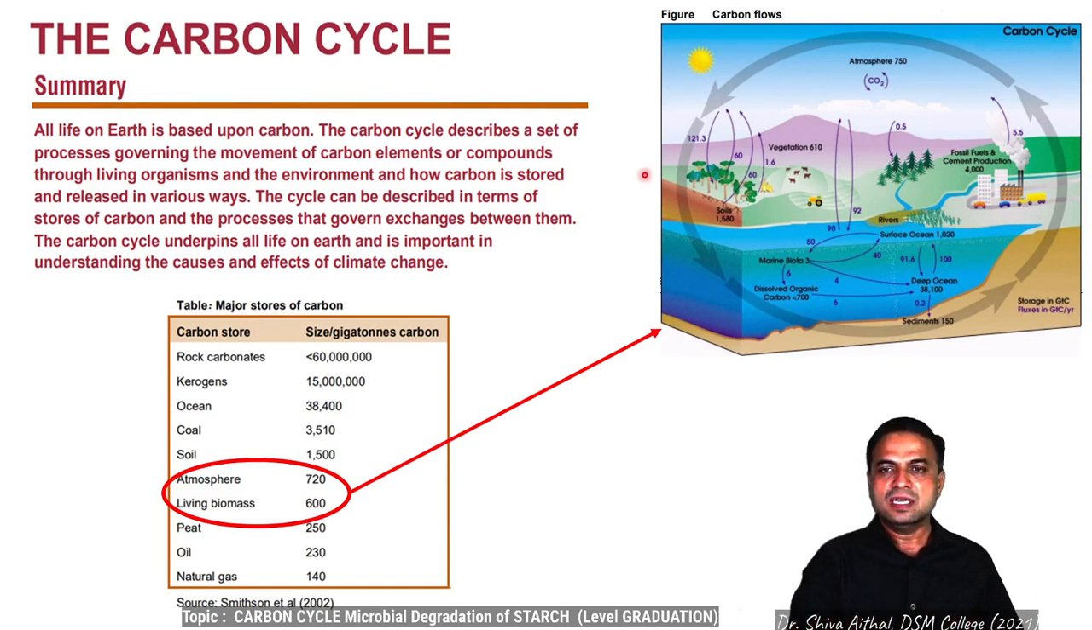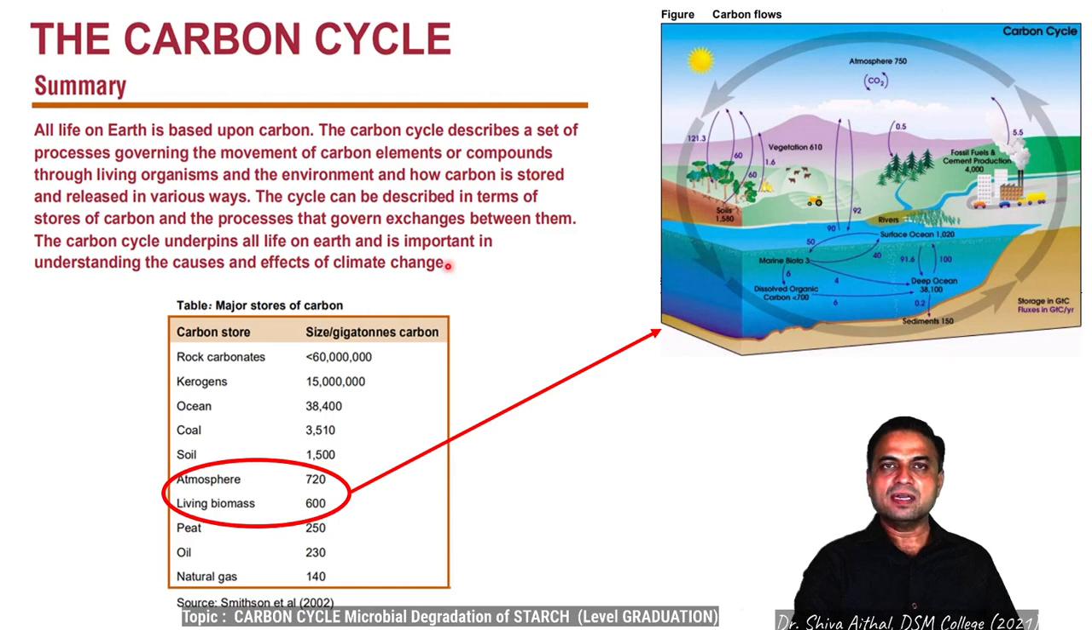in various ways. As you can see, among the major stores of carbon all over the earth, rock carbonates are the maximum, if you see the size in gigatons of carbon, and most of the rest is trapped in the atmosphere in the form of carbon dioxide. But that atmospheric carbon dioxide, if you see here, is a result of respiration or fossil fuel burning, the vehicles which we run, volcanoes, etc. I have explained all these things in the introductory aspects of carbon cycle.